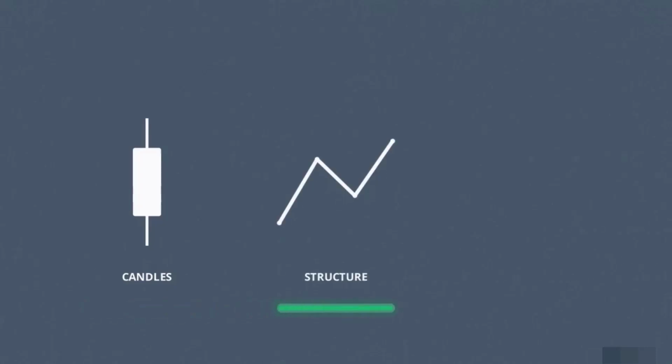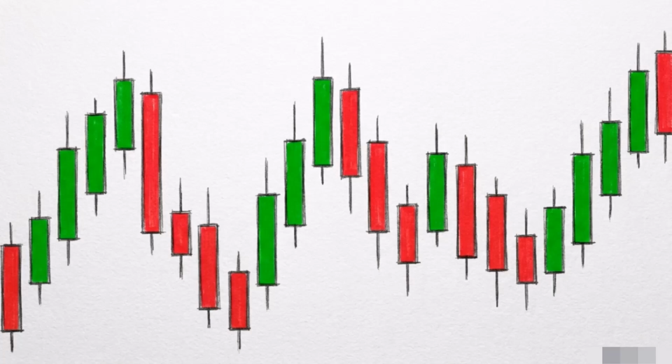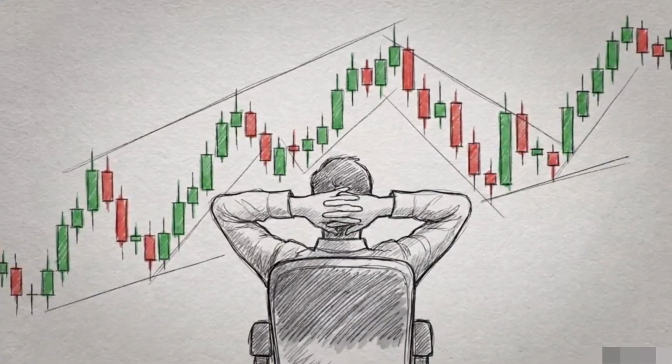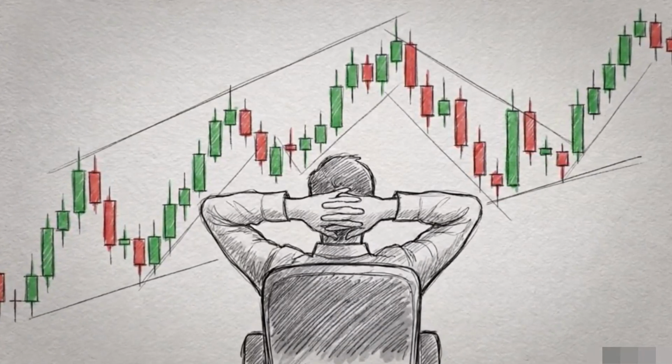You now have the basics: reading raw candles, mapping market structure, and identifying entry signals. Your task for today is simple. Open a 10-minute chart and remove all indicators. Do not take any trades. Just sit and observe how the price behaves as it approaches and reacts to key levels.